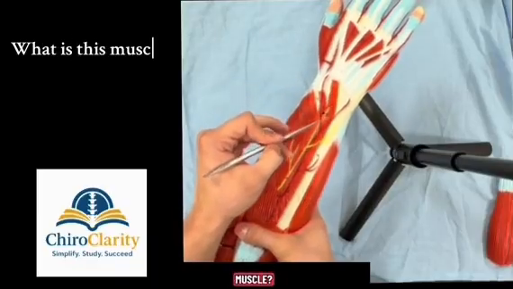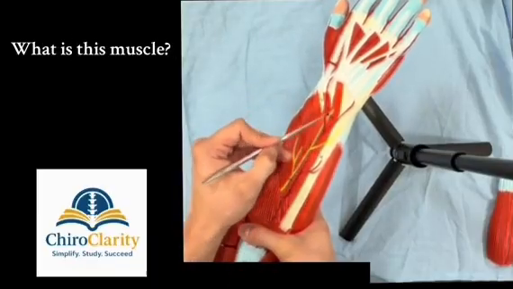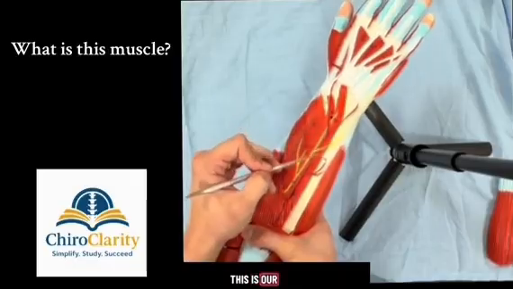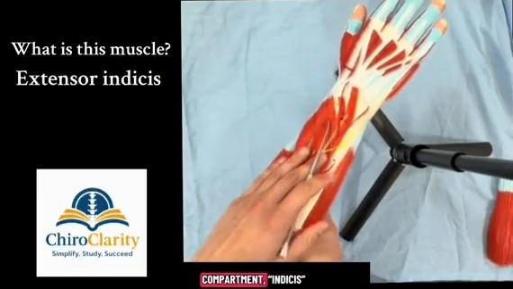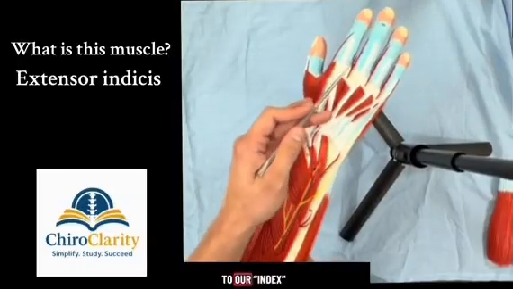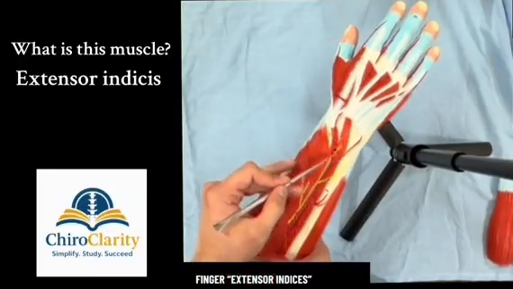What is this muscle? This is our extensor indicis muscle. Extensor because it's in the posterior compartment, indicis because it goes to our index finger. Extensor indicis.